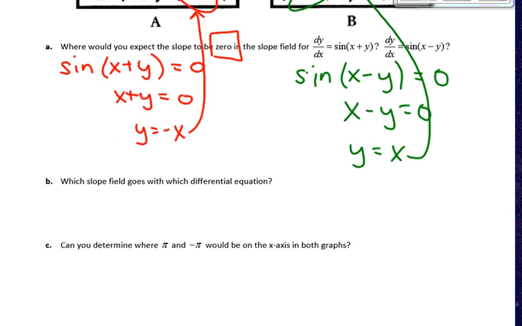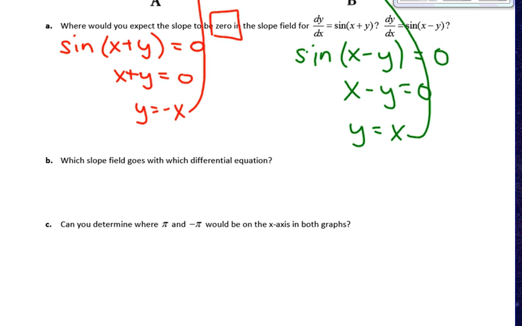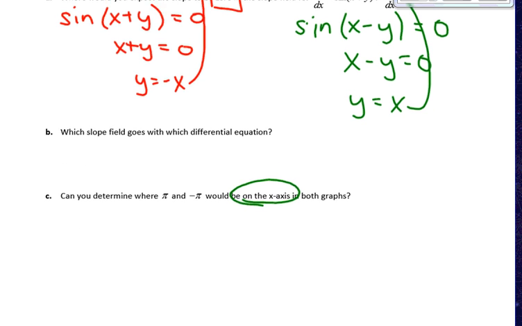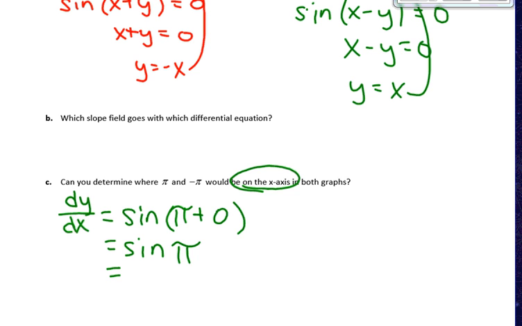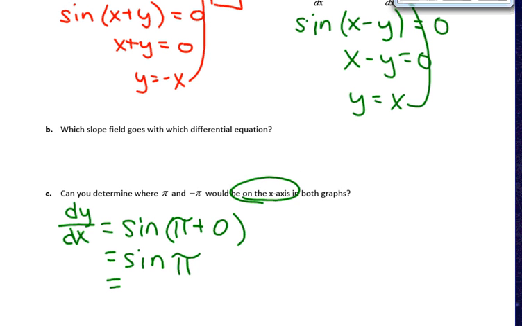Now the next question is, can you determine where pi and negative pi would be on the x-axis? What that means is, when x is pi, do we know where that occurs on the x-axis? All you have to do is plug in pi for your x. So we have the sine of pi plus y, and if we're on the x-axis, we know that y is 0. So the sine of pi is equal to 0, and you know that pi is occurring where you have a slope of 0.